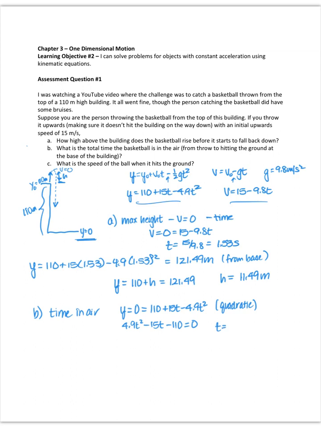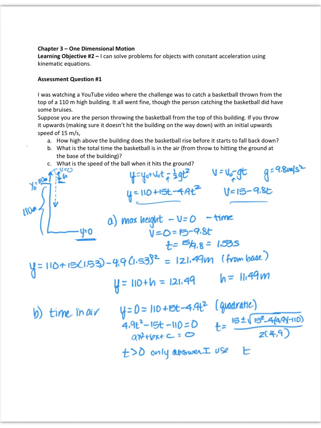And so then I use this as ax squared plus bx plus c equals 0. That's the form I'm putting it in. And then my t is negative b, which is 15, plus or minus the square root of b squared, which is 15 squared, minus 4ac, and that's all over 2a. And so that's how I solve for time. Remember, t must be positive, because we don't go back in time.